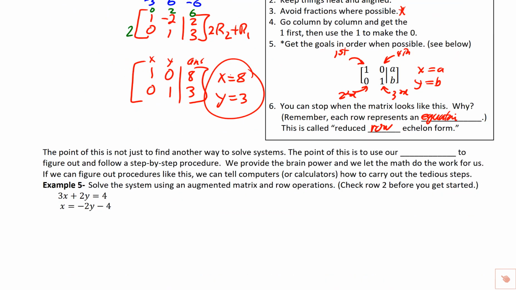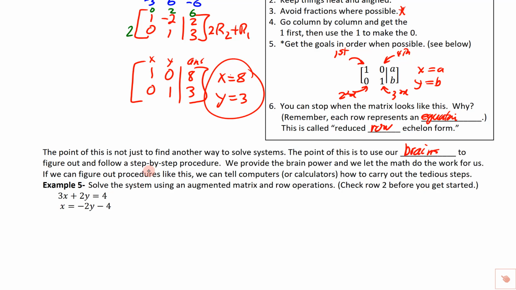Okay, the point of this is not just to find another way to solve systems of equations. The point of this is to use our brains. So write down brains here. We want to develop our thinking power. We want to use our brains to figure out and follow a step-by-step procedure.